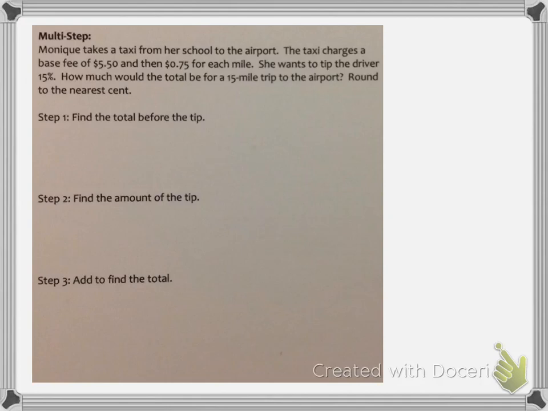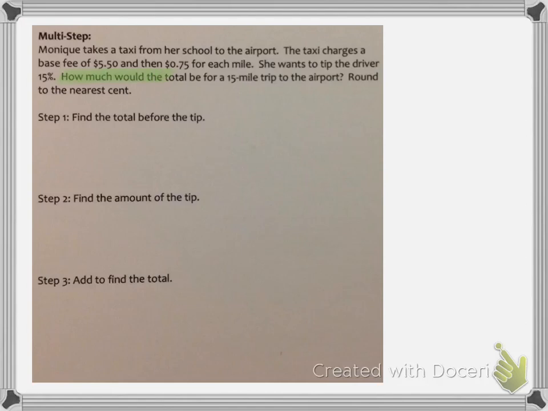Monique takes a taxi from her school to the airport. The taxi charges a base fee of $5.50 and then 75 cents for each mile. She wants to tip the driver 15%. How much would the total be for a 15-mile trip to the airport? Round to the nearest cent.